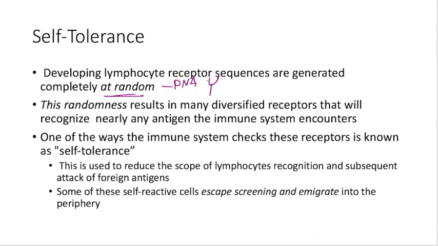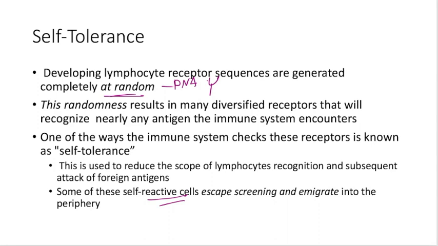That's what we want it to do, as we talked about with the B cell and T cell clonal selection. One of the ways that the immune system checks these receptors is known as self-tolerance. This is used to reduce the scope of the lymphocytes' recognition and subsequent attack on self antigens. Some of these self-reactive cells escape screening and migrate into the periphery. So these autoreactive cells go into the circulation and result in catastrophic immune attacking against the individual's own tissues.